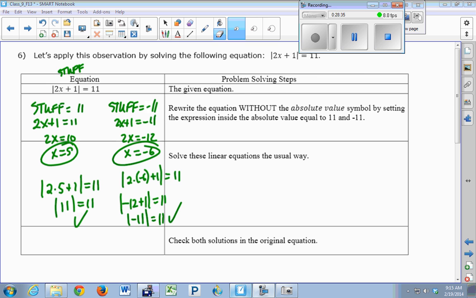The absolute value sign, the point of it, Chris, that's a good question, is because if I didn't have the absolute value there, I'd only have one solution because I'd be solving for 2x plus 1 is 11. But because I have absolute value, I know that the number inside could be a positive 11, which is what you're saying here, or a negative, and that's what gives you your two answers. Okay? Anything else about absolute value?